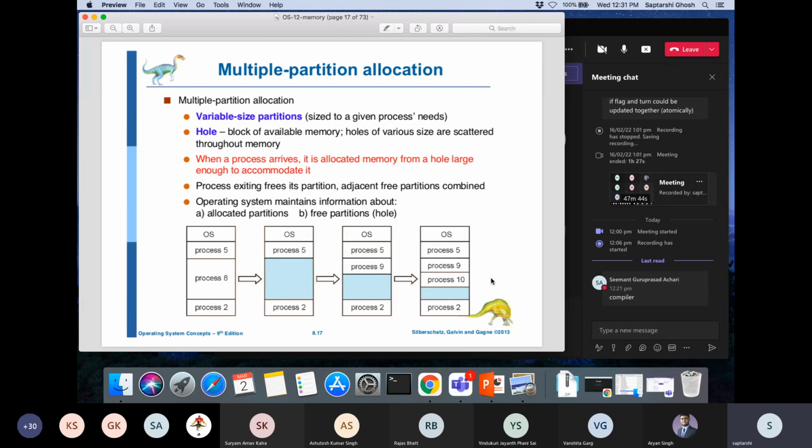Now suppose process 5 ends. Another hole will be created where process 5 currently is. So at any point of time, there can be multiple holes scattered throughout the memory. The operating system maintains information about the allocated partitions and the free partitions or holes. The operating system needs to maintain this information because when a new process comes, it has to be allocated a part of one hole.